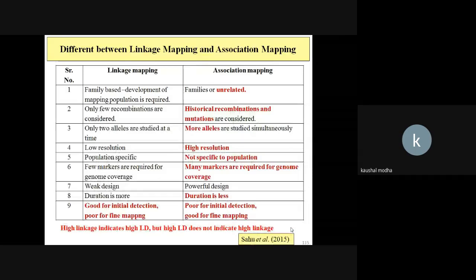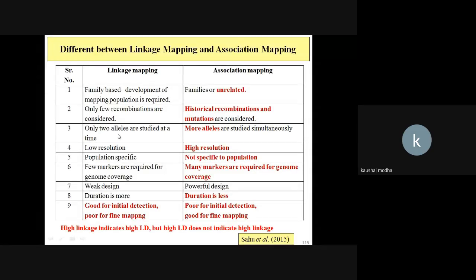Now the difference between linkage mapping and association mapping. Linkage mapping is based on family. That means we have to create a biparental population. All the biparental populations are familial populations developed from two parents. Association mapping can be performed in familial populations as well as unrelated populations. In linkage mapping only a few recombination events are considered, as I told you, real-time recombination events, and here all the historical and evolutionary recombinations are considered. So many recombination events are considered.